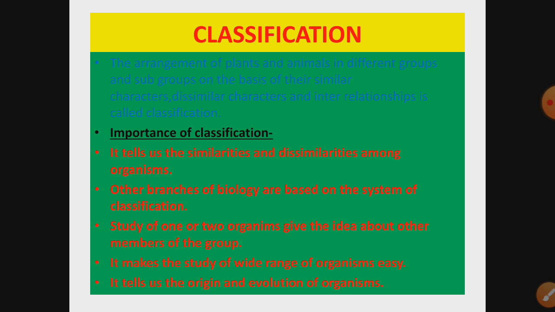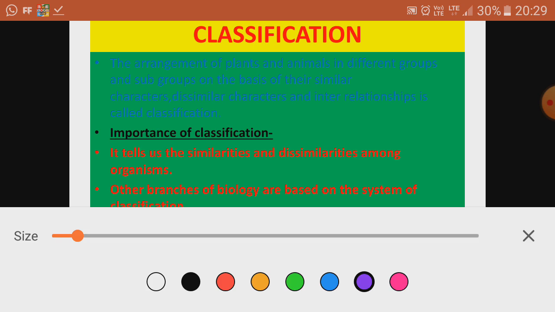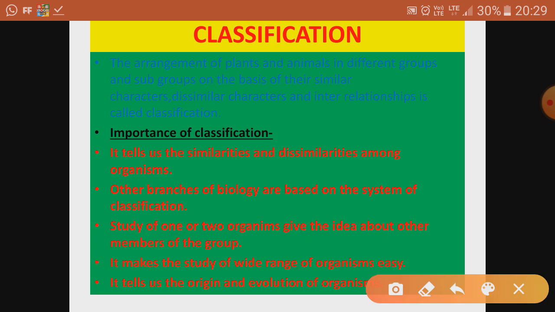So now let's study what is classification. Classification is the arrangement of plants, animals into different groups and subgroups. And on what basis do we classify them? We classify them on the basis of certain characteristics, their similar characteristics or dissimilar characteristics, or the interrelationship between the organisms. So classification is arrangement of organisms into different groups on the basis of their characteristics. This is the simplest definition of classification.